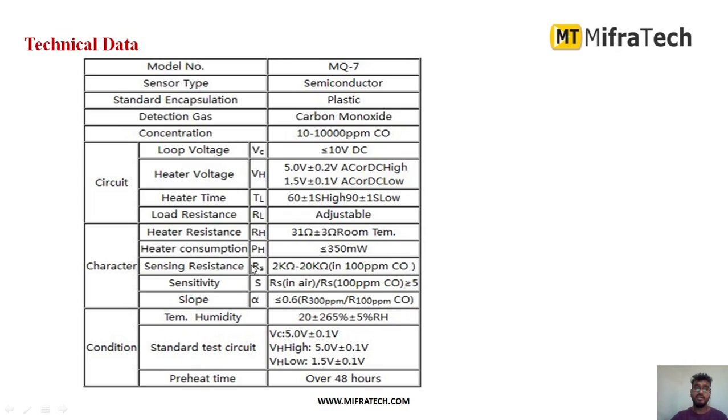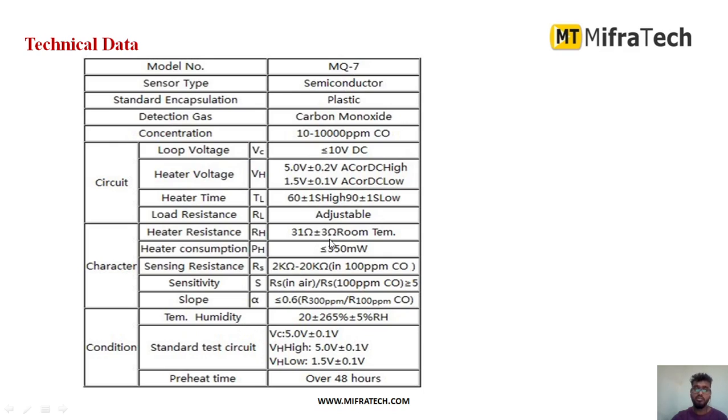So what are the technical details about this MQ7 gas sensor? It is a semiconductor type of gas sensor, made of plastic on the outside. It is mainly used for the detection of combustible gas, particularly carbon monoxide. It can detect carbon monoxide concentrations up to 10,000 parts per million. As you can see, there are loop voltage, heat voltage and heater time. These are the technical details about this MQ7 gas sensor.